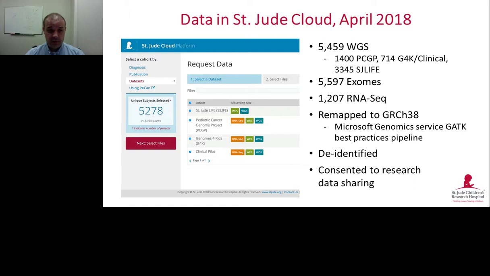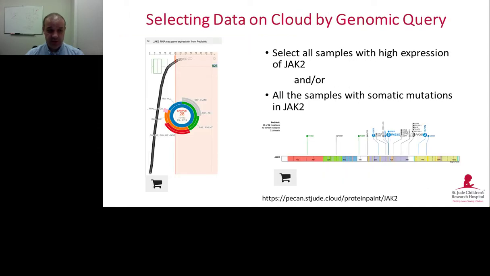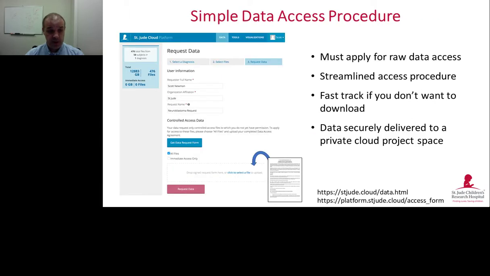But we've also tried to make it easy to drill down to specific samples of interest. Using our PCAN visualization portal, you can identify the samples that you're interested in, for example, high expressors of JAK2, and put them in your shopping cart and submit that request to St. Jude Cloud.